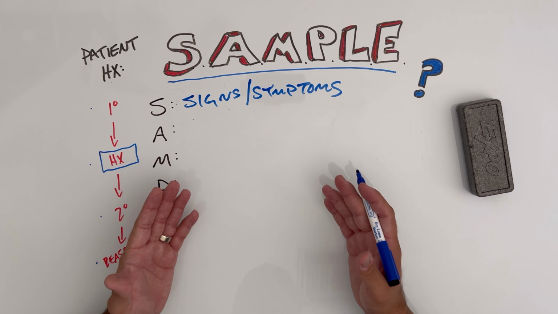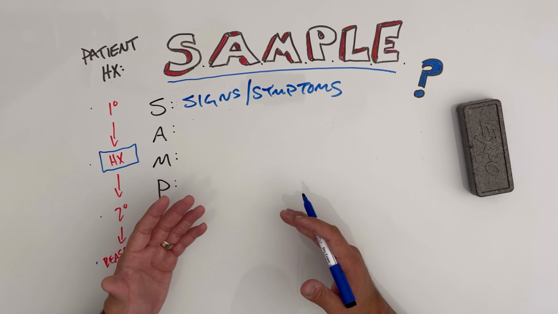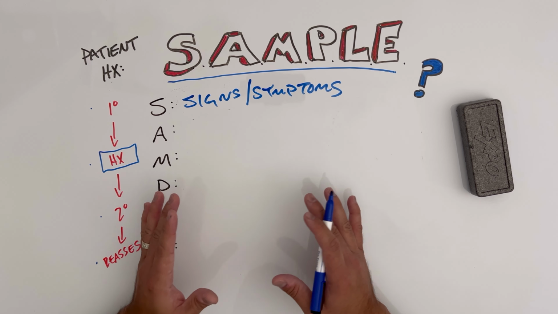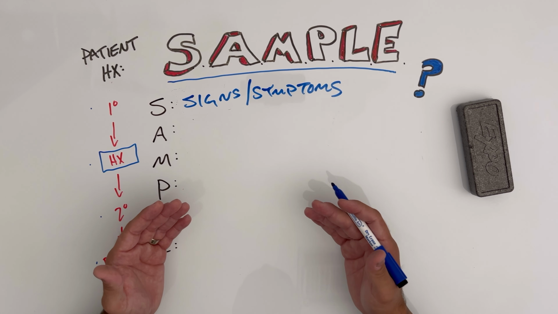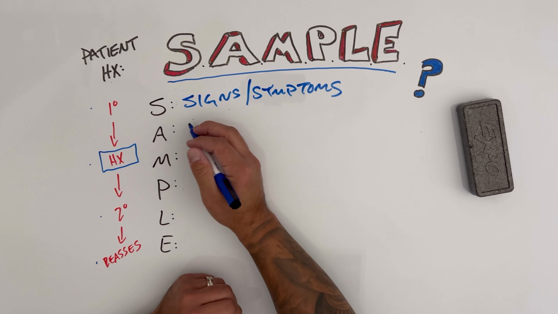Those are things that you can see, and symptoms are things that the patient is going to tell you that's going on internally that you can't see. This is nausea, chest pain, dizziness. These are the things that you cannot see that the patient is going to have to answer the question and tell you. So, signs and symptoms.